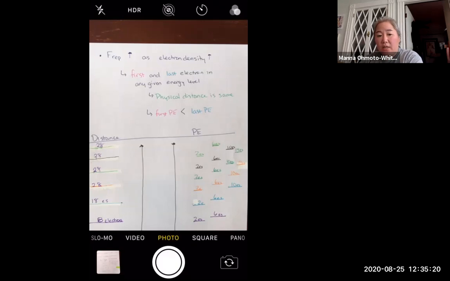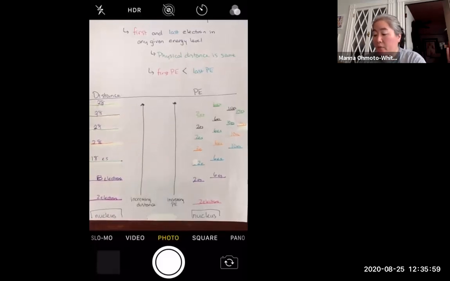So distance-wise, electrons are going to be found the same distance away from the nucleus. They're about equal distances from the nucleus. But PE-wise, it's going to be different.